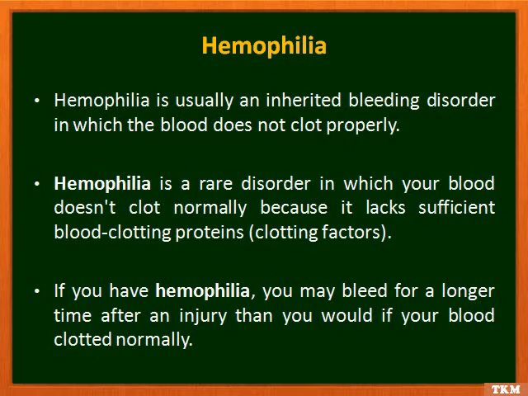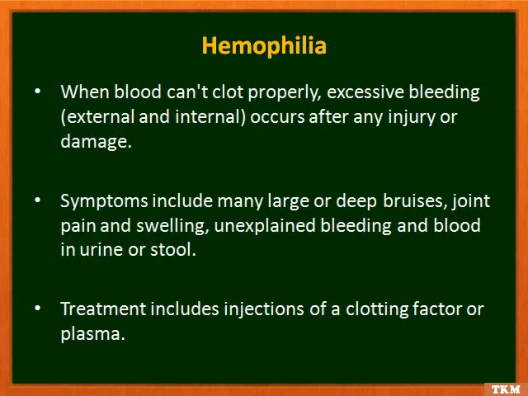Coming to the next disease, hemophilia. It is usually an inherited bleeding disorder in which the blood does not clot properly. Hemophilia is a rare disorder in which your blood doesn't clot normally because it lacks sufficient blood clotting proteins, that is the clotting factors. So if you have hemophilia, you may bleed for a longer time after an injury than you would if your blood clotted normally. When blood cannot clot properly, excessive bleeding, which can be either external or internal, occurs after any injury or damage. Symptoms include many large or deep bruises, joint pain, swelling, unexplained bleeding, and blood in urine or stool. And treatment includes injections of a clotting factor or plasma.